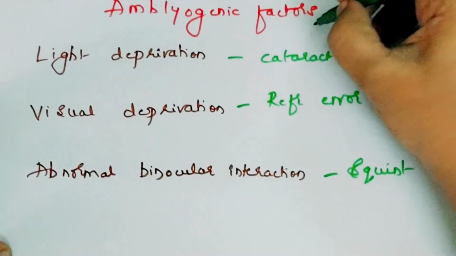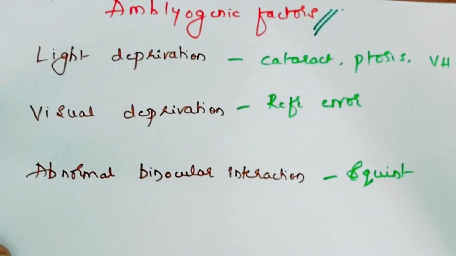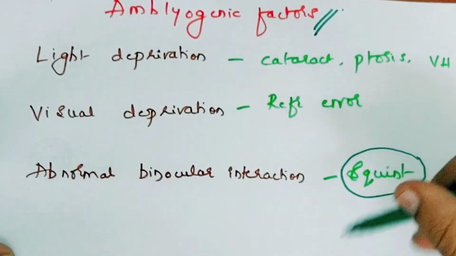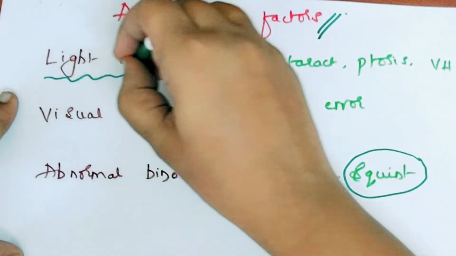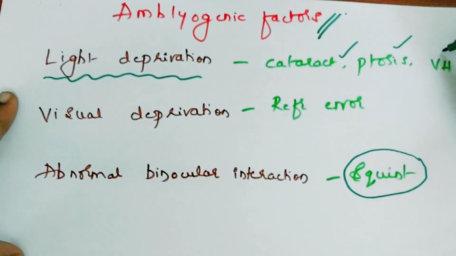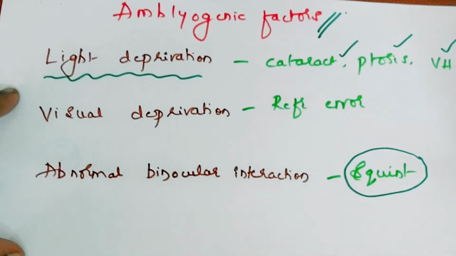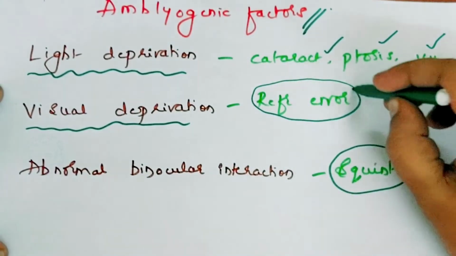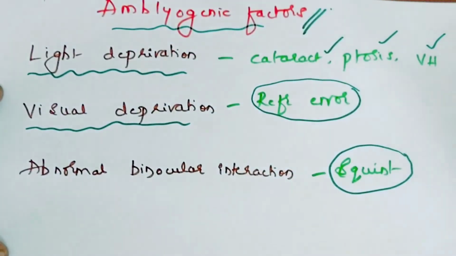So there is something called as the amblyogenic factors. That is nothing but which I explained, that is the motor component and the sensory component I told. So if there is something problem with the motor component, that is squint, that is called as abnormal binocular interaction, which is one of the risk factor for the amblyopia. In the sensory component I told, if there is light deprivation, like in case of cataract, ptosis or the vitreous hemorrhage, then also there is no image which is formed at fovea, leading to amblyopia. Or if the quality of the vision is poor, in case of visual deprivation, in case of refractive error, then also there is amblyopia. And these factors are called as amblyogenic factors.